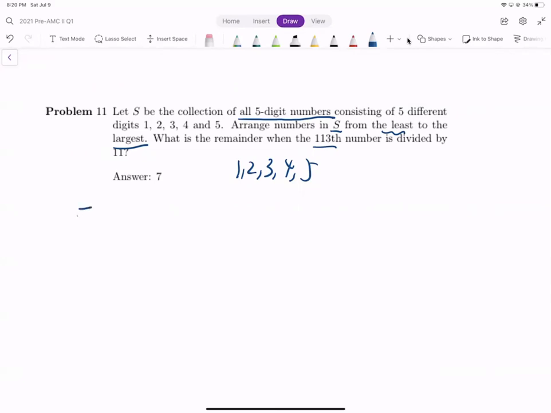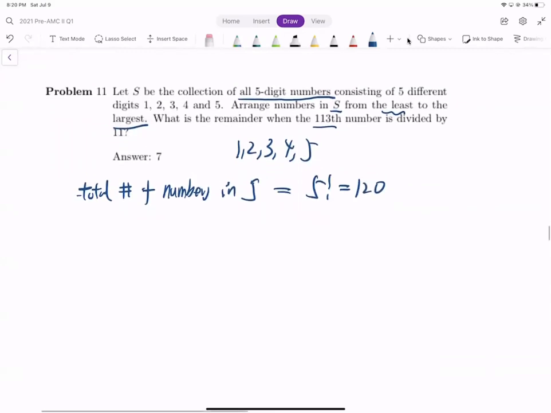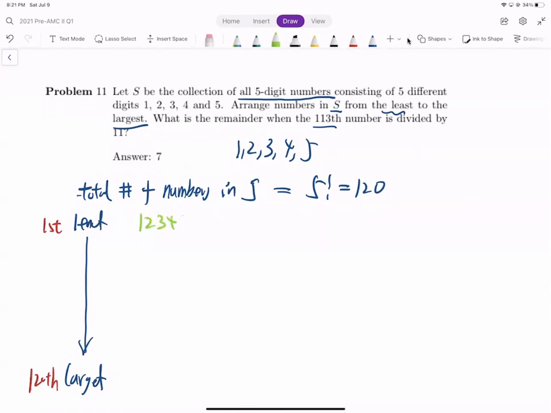Now you see the total number of numbers in S, this is a permutation. You have 5 numbers and you shuffle them around, and how many ways you can do that will just be 5 factorial, which is 120. And then we list from the least to the largest. The first is the least, and the largest will be the 120th. What's the least? Clearly, it's 1, 2, 3, 4, 5. What's the largest? It's 5, 4, 3, 2, 1.